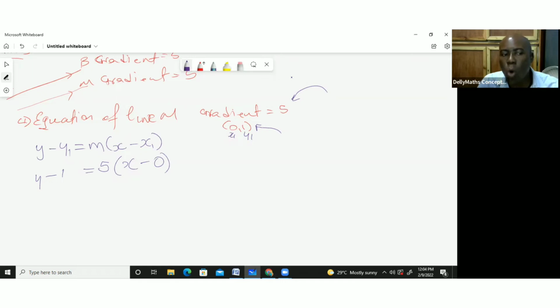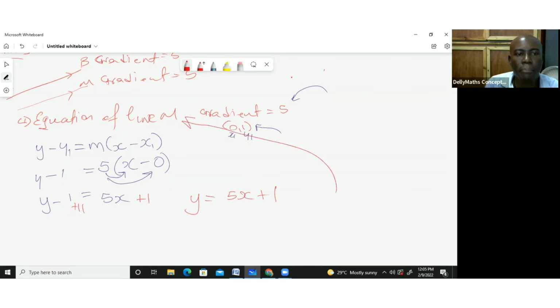Then we're just going to carry out our mission. y minus 1 is equal to, we want to distribute the 5 inside, so it's going to be 5x, and then 5 times 0 is 0. So we're not going to put minus 0, there's nothing there. In order to finish this, we want to get the y by itself. There is a negative 1 here, so we're going to add 1, balancing the equation. At the end of the day, y is equal to 5x plus 1. And this is the equation of the line M.